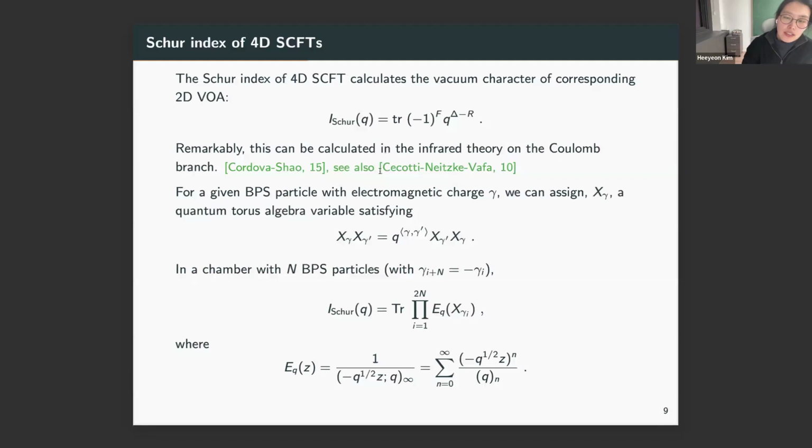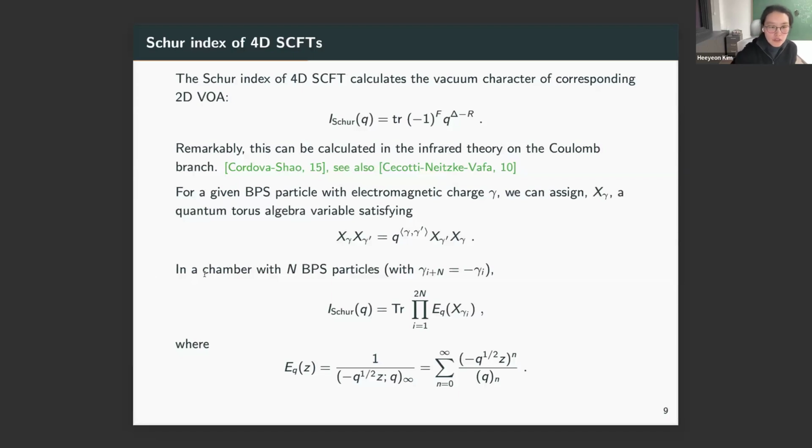So to illustrate how this comes about, for a given 4D BPS particle in the Coulomb branch with electromagnetic charge gamma in some lattice, we can assign some quantum torus algebra variable big X gamma, where this X gamma is defined by the property that it satisfies this commutation relation.